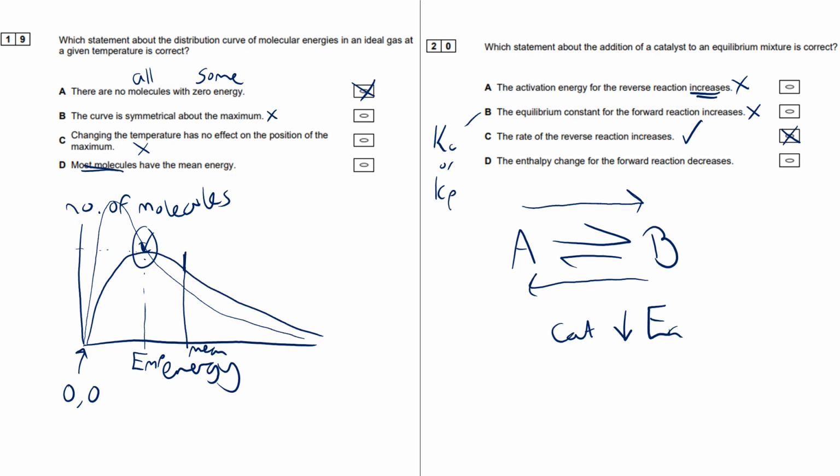Statement D, you're not changing the enthalpy change for the forward reaction. The enthalpy change for a reaction, the delta H, is the same with or without a catalyst. The only thing that changes is it reduces the activation energy. So if you add a catalyst, activation energy changes, but delta H stays the same. So again, statement C is the only correct one here.